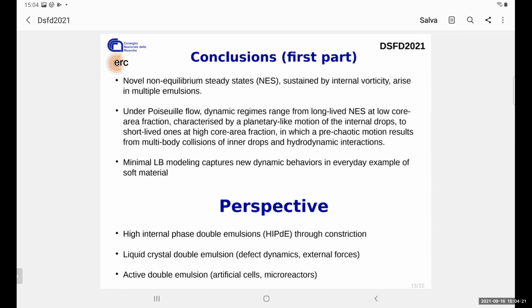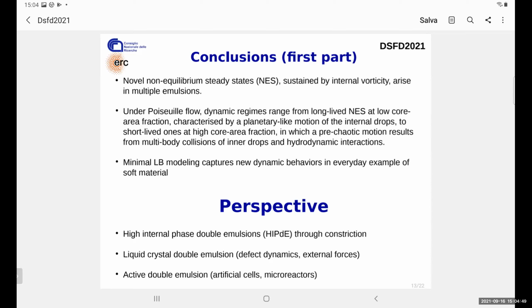When I have given parts of this talk in the past, I mentioned some perspectives which we are still working on, at least on some of them. For example, trying to study better the physics of these double emulsions under Poiseuille flow when one of the components is a liquid crystal, or what happens, for example, when one of the components is active, so it's self-propelled. There are some experiments going on along this line.